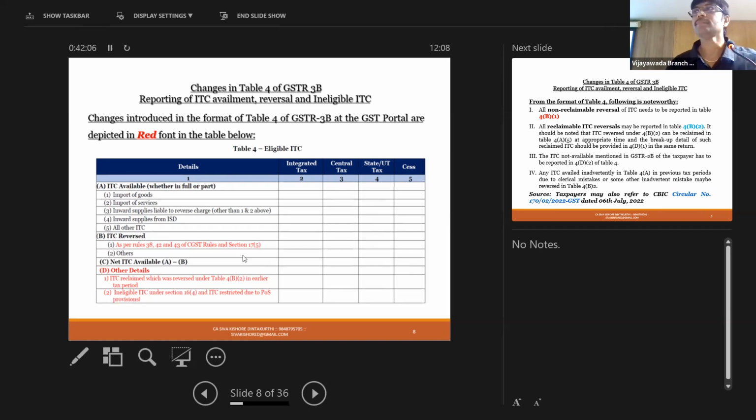December. But in your 2B, it will be reflected in which month? November, provided he has filed before 11th. Otherwise, in the next month.